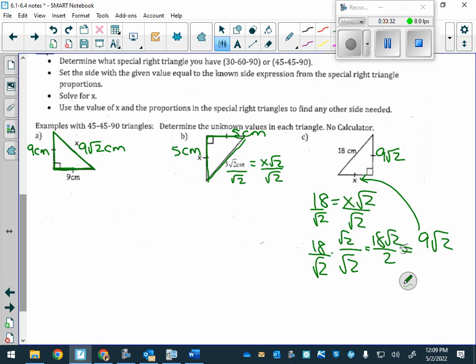Now, one thing that I've seen, it is okay to have a radical as your side length. I don't want you guys to get tripped up just because we have root 2 and just label this as 9, because that is incorrect. So it's okay to have a radical. Does that make sense? All right, try the next 3 on your own.